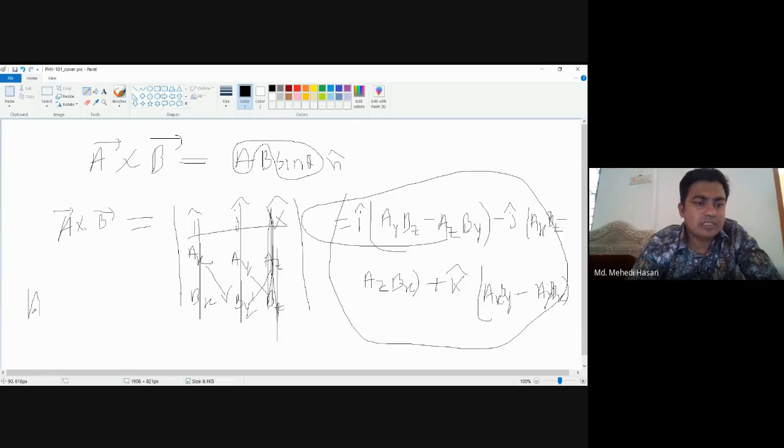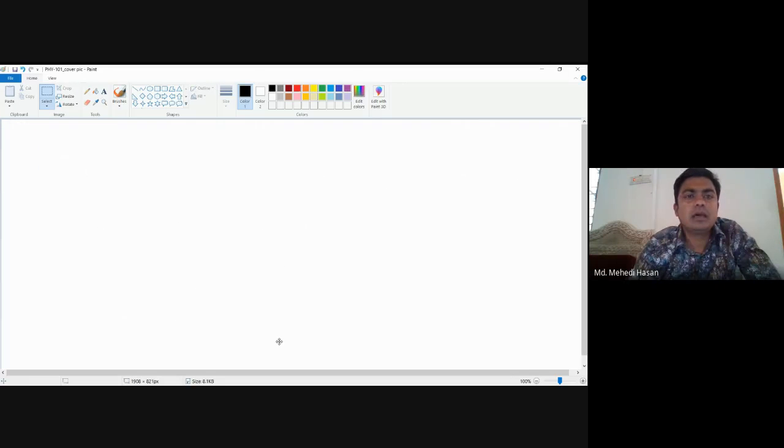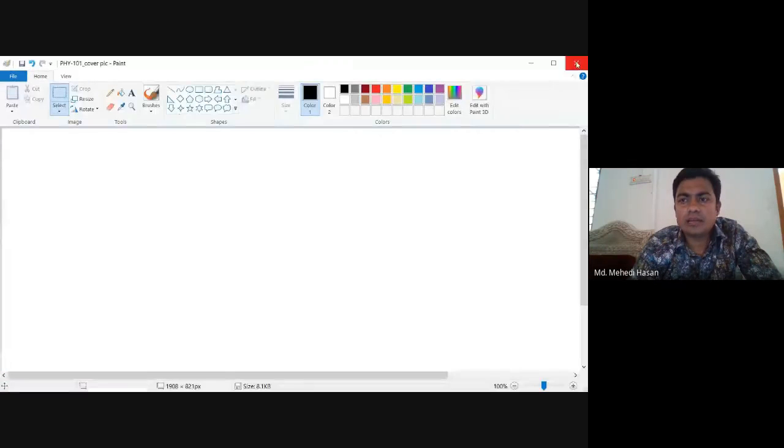And if the question gives three vectors, like A dot B cross C, then for that type of question you first have to find the cross product of the two, because the cross product of two vectors will be a vector quantity. Then A dot that will be a scalar quantity. So this is the procedure to find the dot product and cross product.